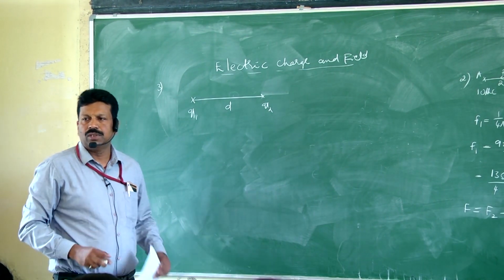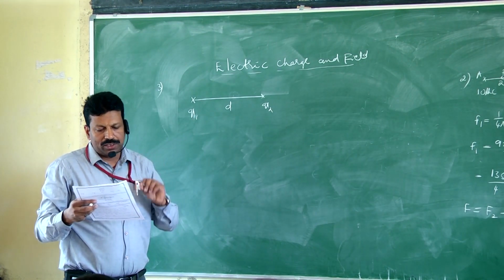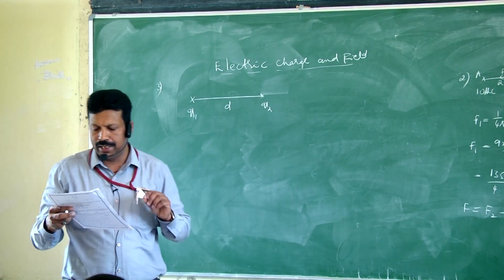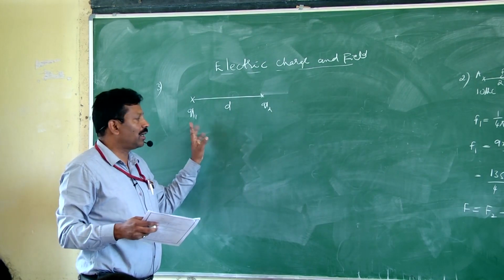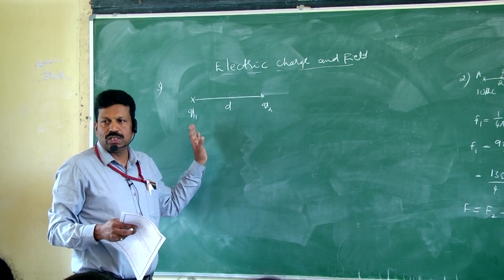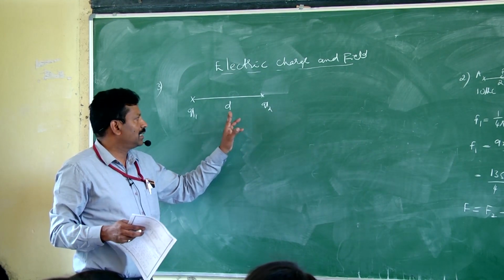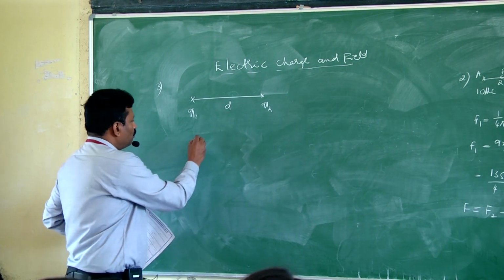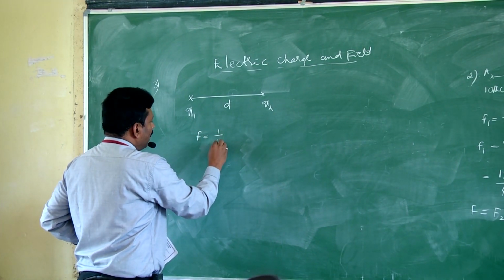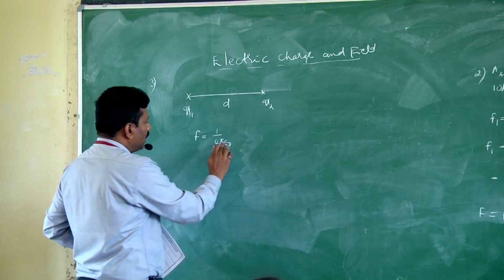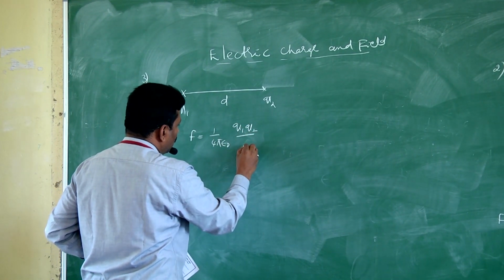Understood? You have to understand the question. Two point charges kept a distance d apart in air exert a force F. We don't know what the charges are, so you have to assume two charges Q1 and Q2, separated by distance d. Now, the force they exert is given as F. F is 1 by 4 pi epsilon naught, Q1 Q2 by d square.